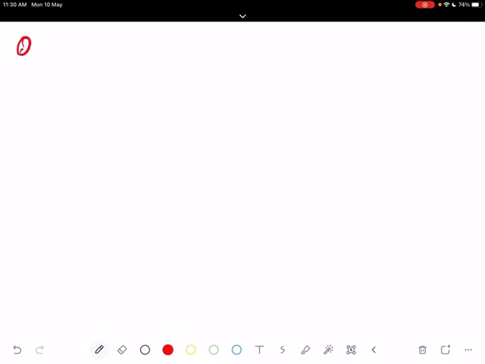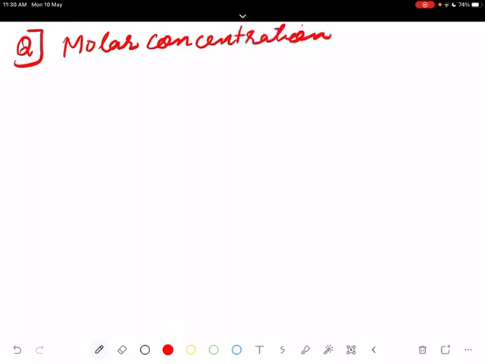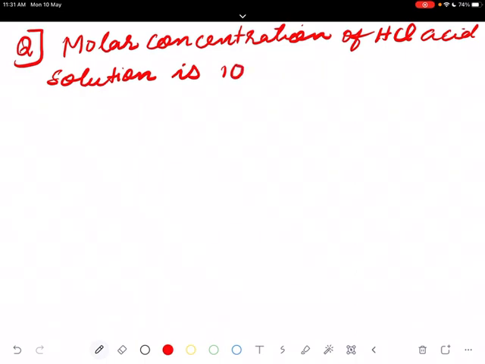Question: The molar concentration of hydrochloric acid solution is 10 to the power minus 2 molar, means 10 to the power minus 2 moles per liter. Calculate the pH.